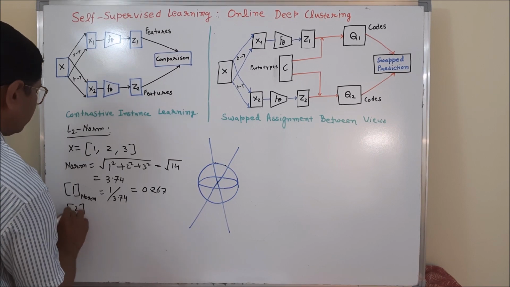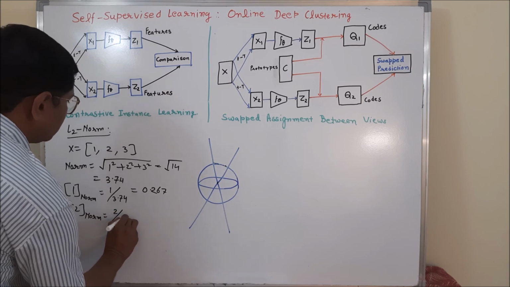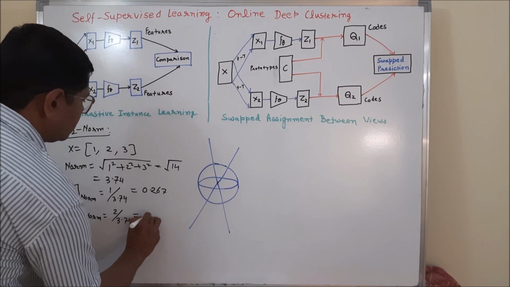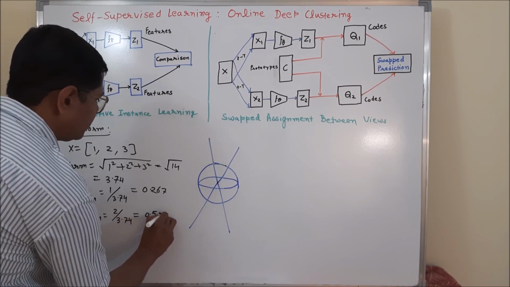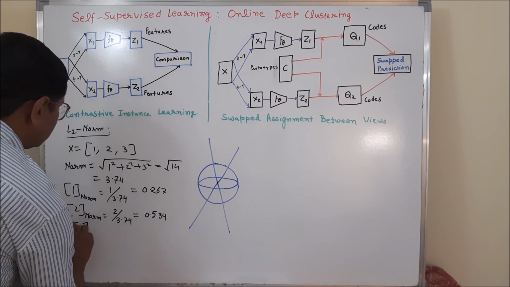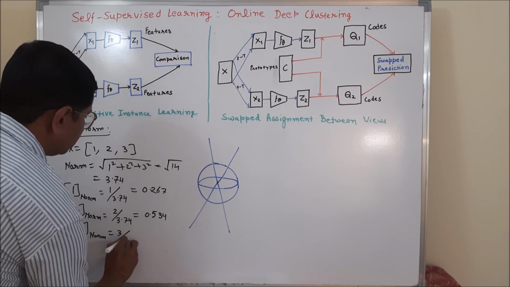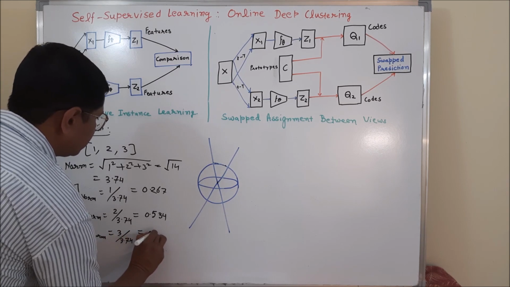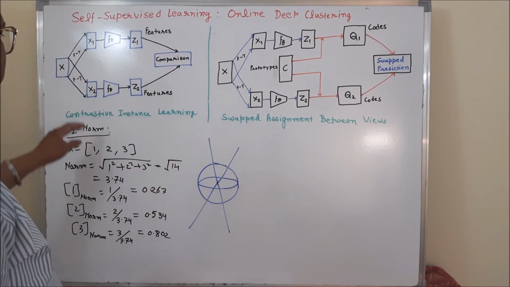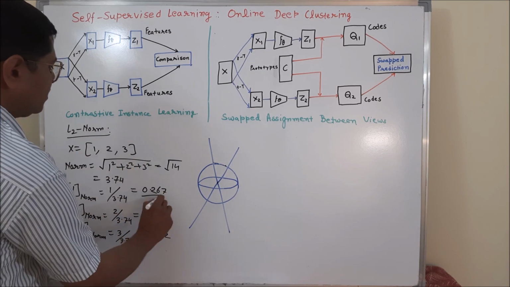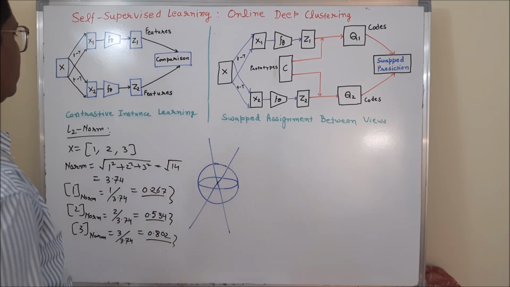Similarly for 2 we can compute it like this. It is equal to 0.534. Similarly for 3, the norm will be equal to 3 divided by 3.74 and the value will be equal to 0.802. So this is the way to compute the L2-Norm. So you can see the values here after L2-Norm computation.